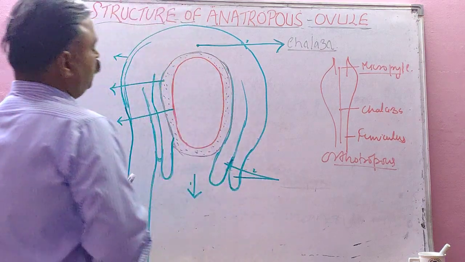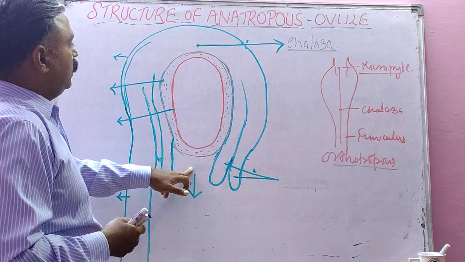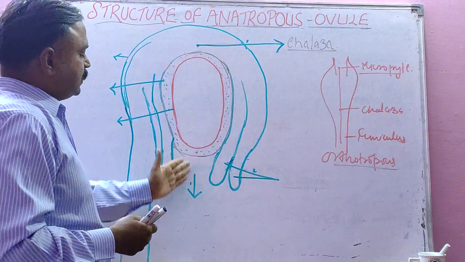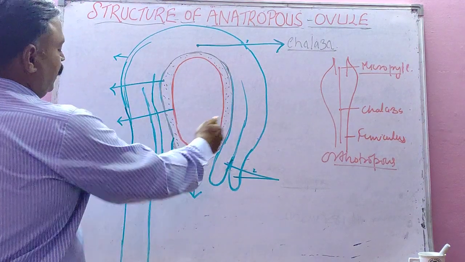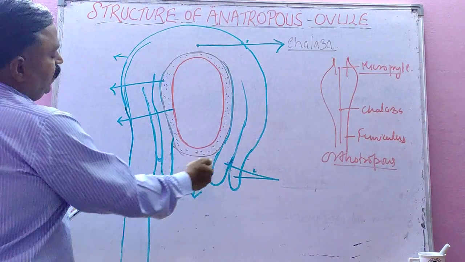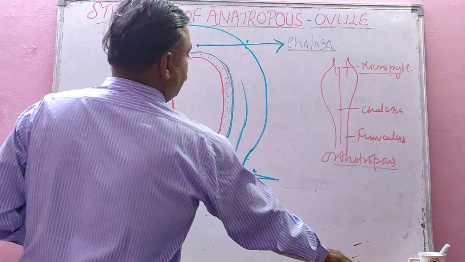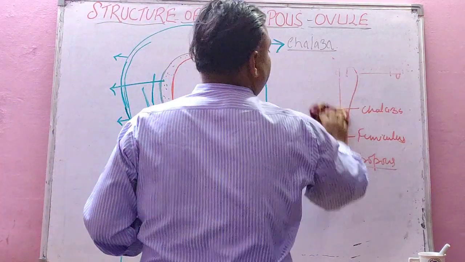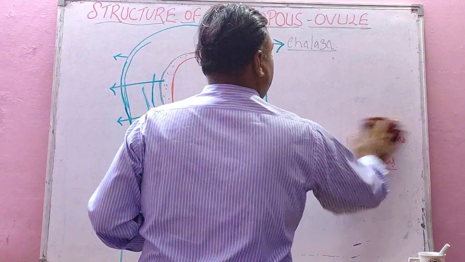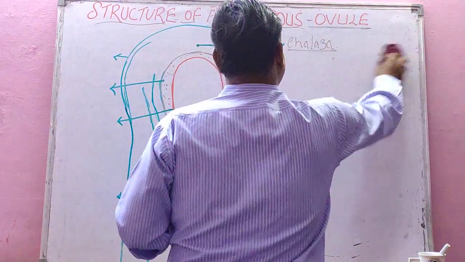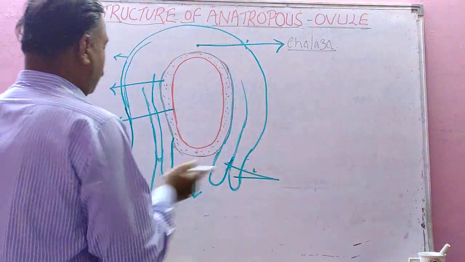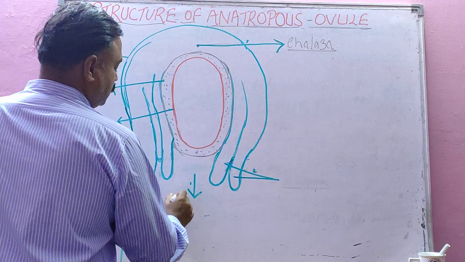Student, in anatropous ovule, micropyle and chalaza are in one axis and micropyle bends towards funiculus. Micropyle bends towards funiculus. It will be clear when I explain each and every part in detail. Children, here the first part which we are going to study is micropyle.